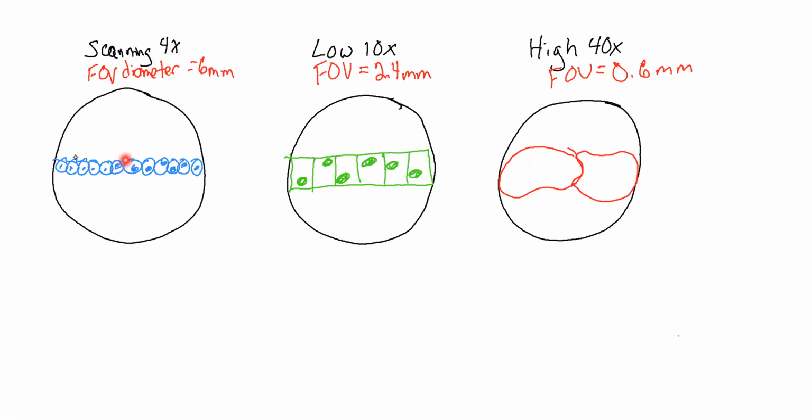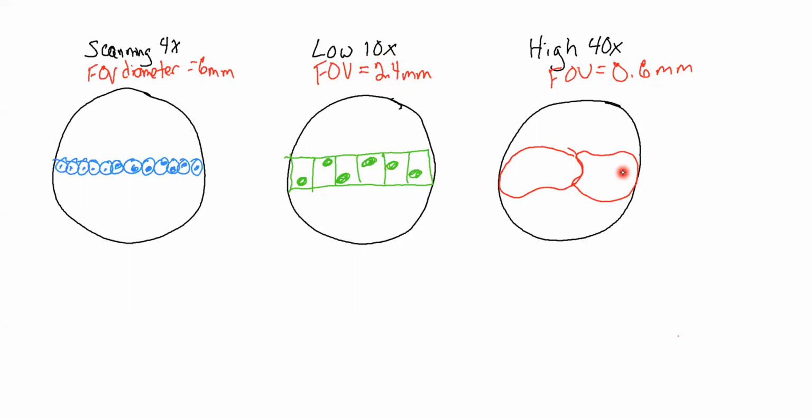So in this circle of the field of view is a very amazing drawing of cells that are underneath the microscope. Right now we're looking at a long chain of cells. I did the same thing for our low power, 10x, which we had measured in the last video, is 2.4 millimeters. And we have a chain of cells through the middle as well. And then a high power where our field of view diameter was 0.6 millimeters. And again, I've got a couple of cells in here.